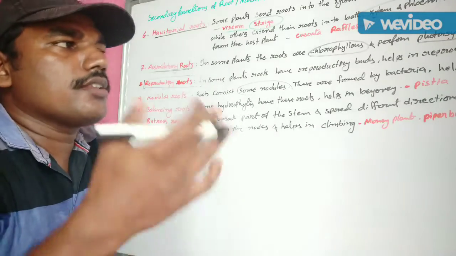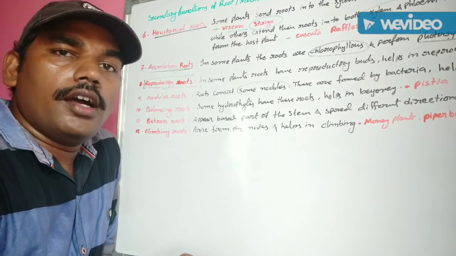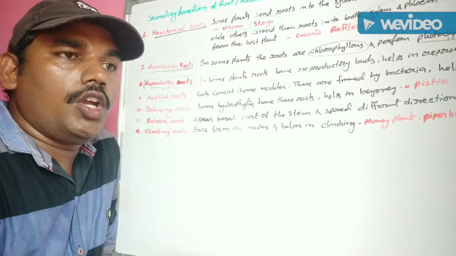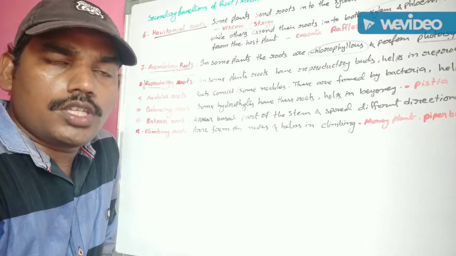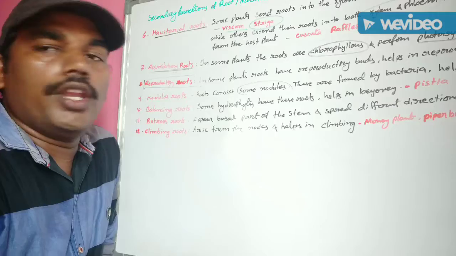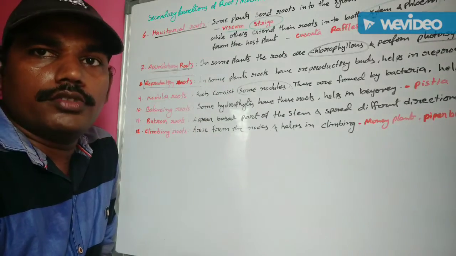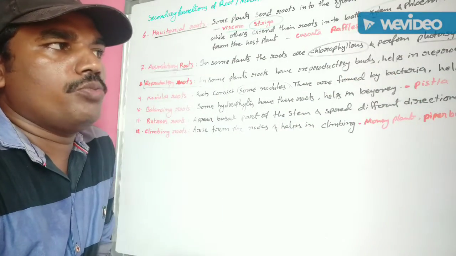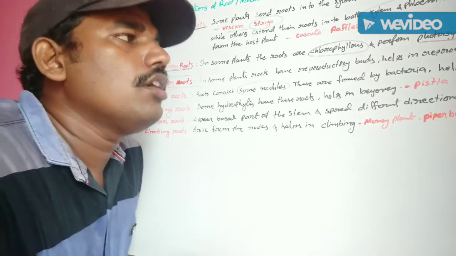These root nodules contain Rhizobium bacteria. It is a symbiotic nitrogen fixation bacterium. It captures molecular nitrogen and converts it into ammonia. This ammonia is helpful for the metabolic activity of the plant. So the root nodules are formed by the activity of Rhizobium bacteria. This Rhizobium bacterium helps in N2 fixation, nitrogen fixation.